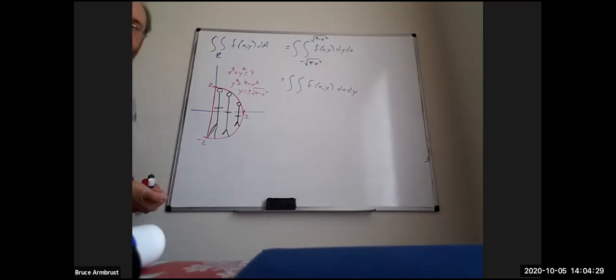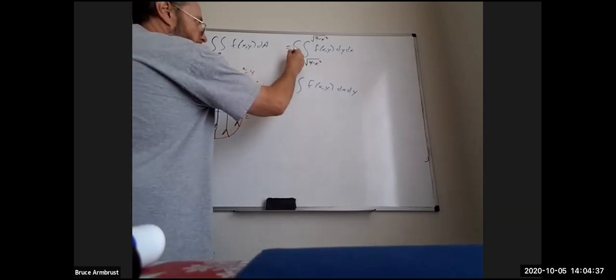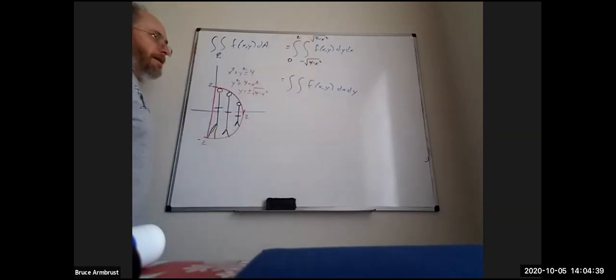Okay, so now that we've got that, now we can march along in the x direction. He's going to go from 0 out to 2. So here would be the bounds if we set it up as dy dx.